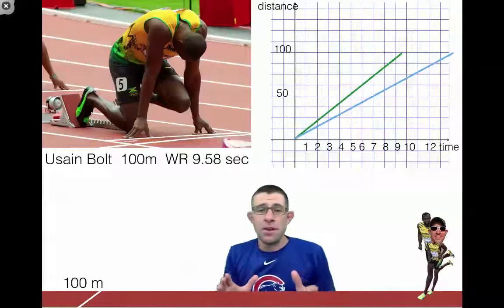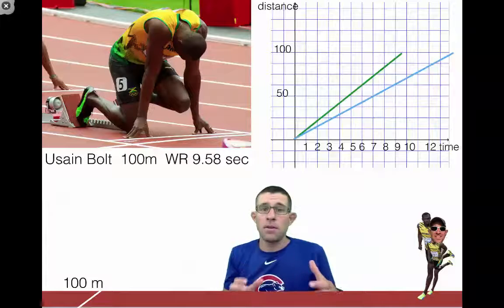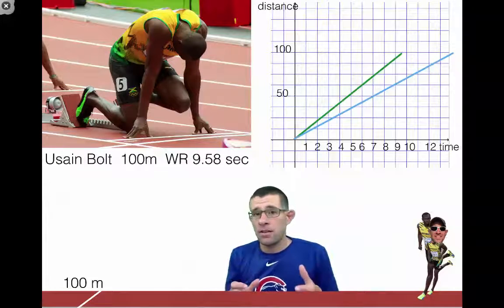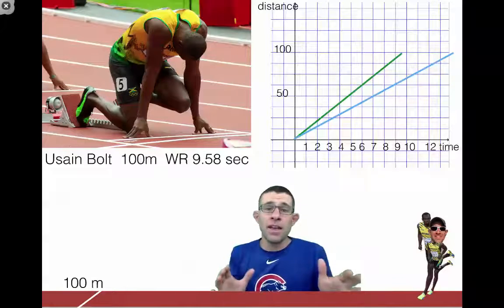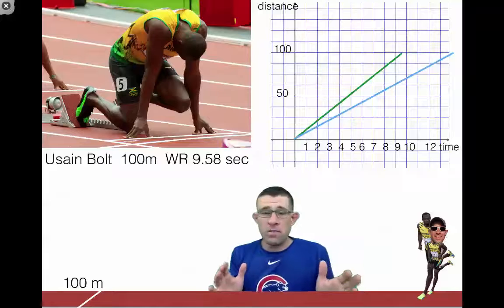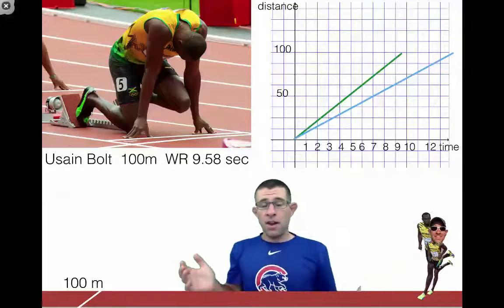Did you know in 2009 Usain Bolt, the sprinter from Jamaica, set a new world record for the 100-meter run? He ran it in just under 10 seconds, 9.58 to be exact. That's absolutely flying at a rate of about 25 to 30 miles per hour, which is faster than I can ride my bike. It's faster than I drive most days.